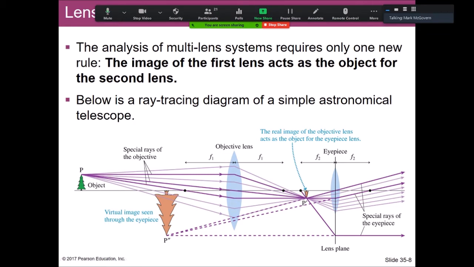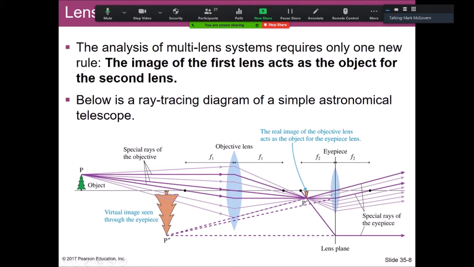This is a basic example of a telescope. You have an object that is very distant, and we have an objective lens that brings us down to a focus and creates an image here. That becomes the object for the eyepiece.